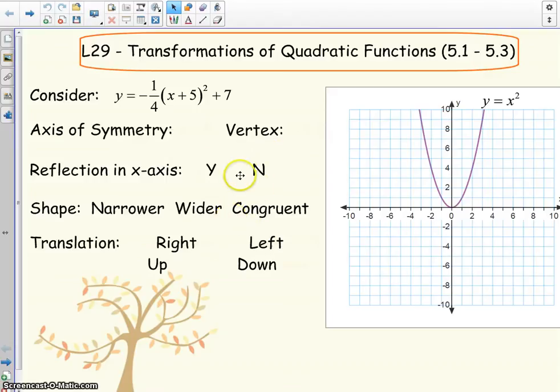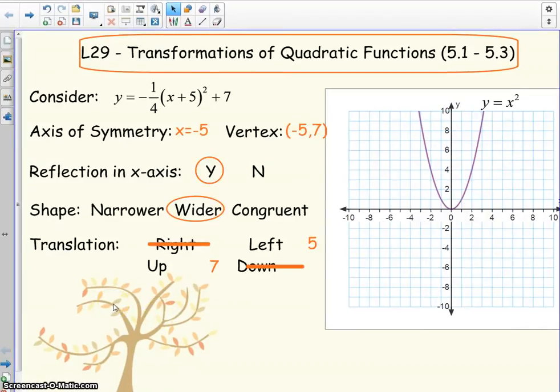Okay, so if you look at some of the examples that you've done already in that investigation, take a look at any patterns you may have discovered and try to fill in the information that's on here. So before even trying to graph y equals negative 1 over 4 (x plus 5) all squared plus 7, try to predict where the axis of symmetry is, where the vertex will be, and what this graph will look like in comparison to y equals x squared. So take a minute and try that out, and then let's take a look at the answer together.